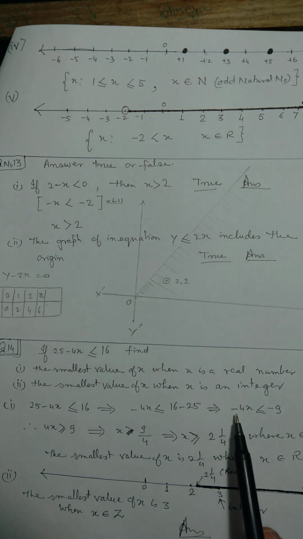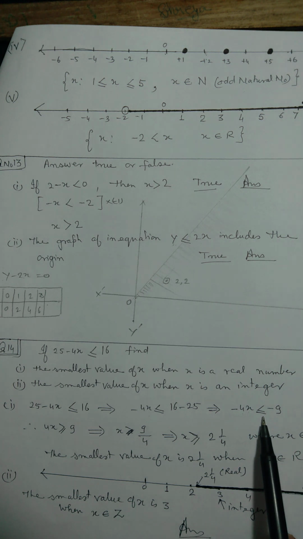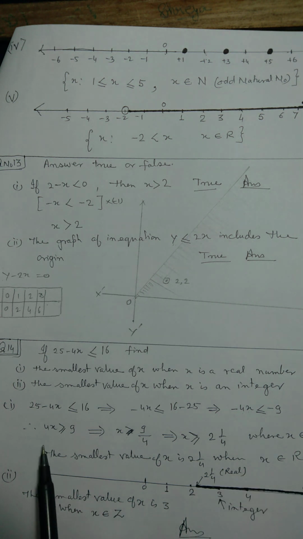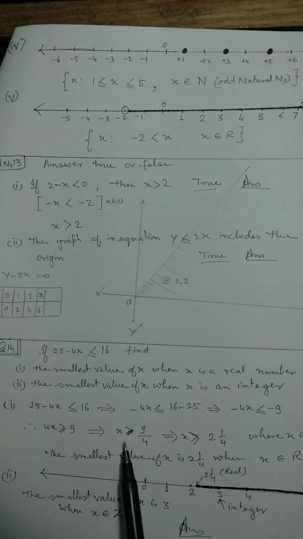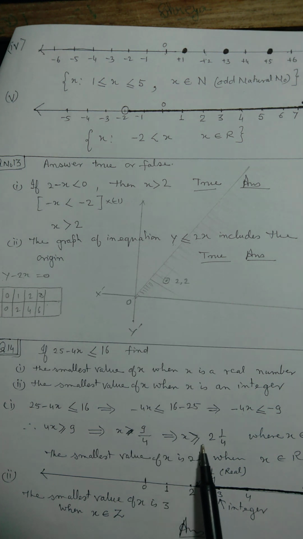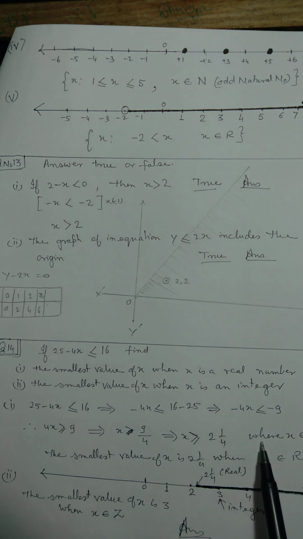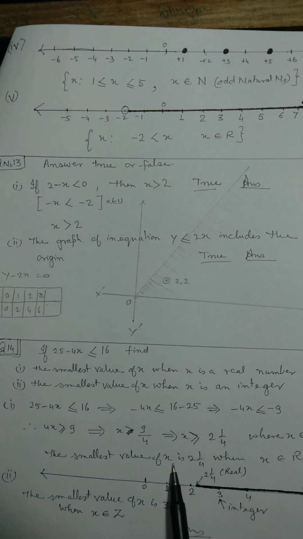Now, we multiply minus 1 to both the sides. So, the sign of inequality will be reversed. Here it is less than or equal to, now it has become greater than or equal to. So, 4x is greater than or equal to 9. So, find out the value. X will be greater than or equal to 9 by 4. X is greater than or equal to 2 and 1 by 4. Here, where x belongs to real, the smallest value of x is 2 and 1 by 4.